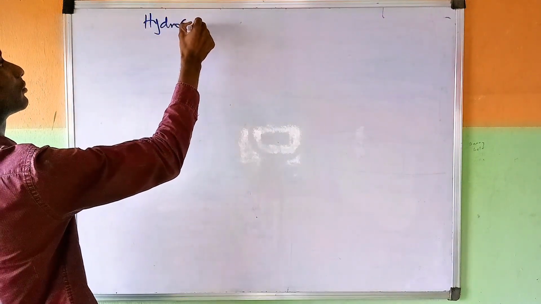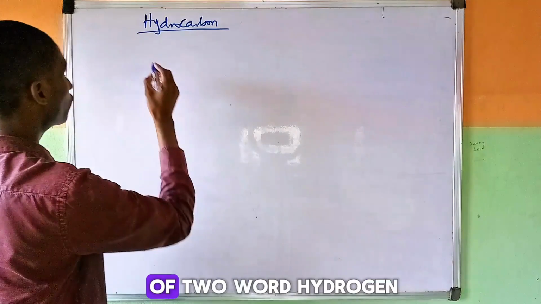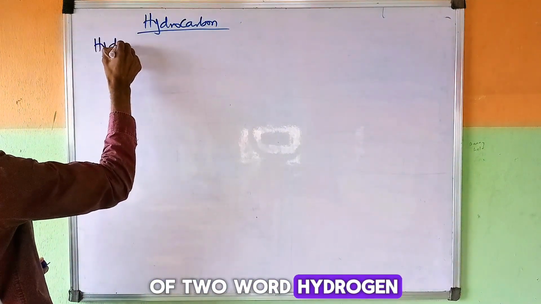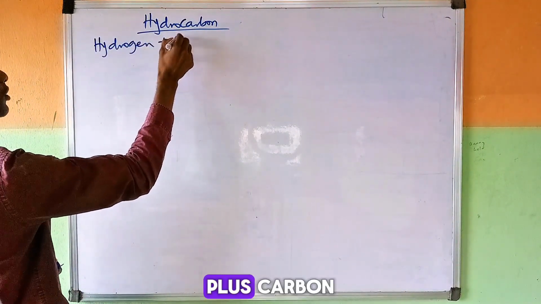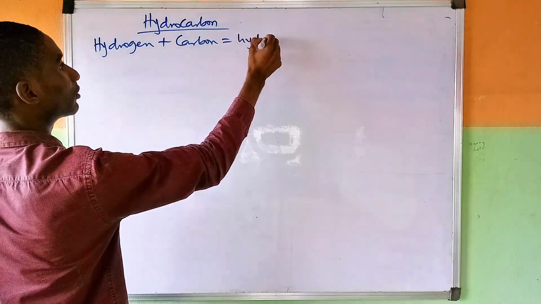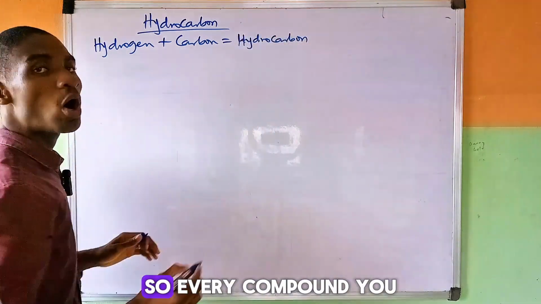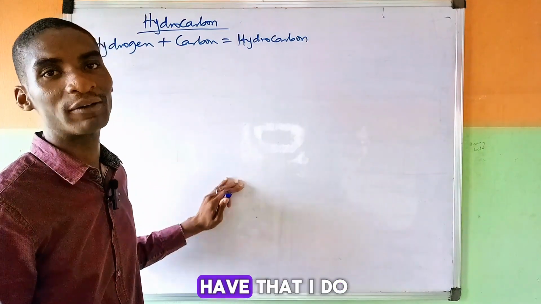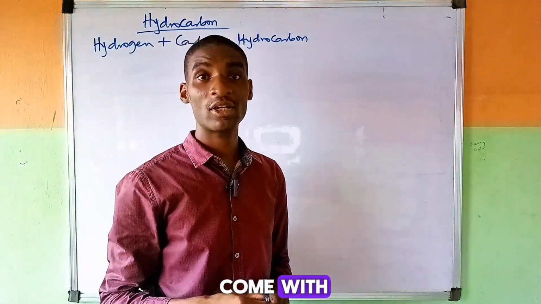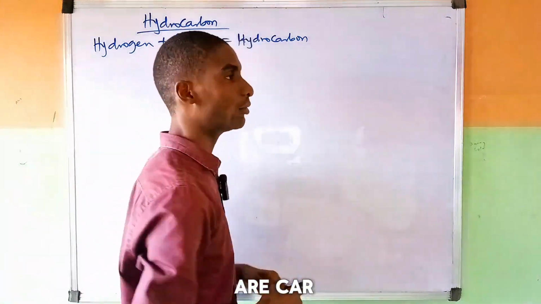Hydrocarbons. I said it's a combination of two words, hydrogen plus carbon. Hydrocarbon. So every compound you call a hydrocarbon only has two elements in it, hydrogen and carbon.